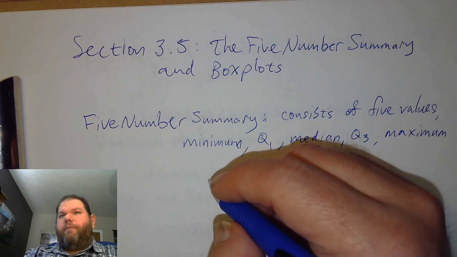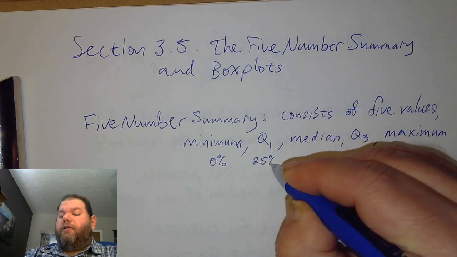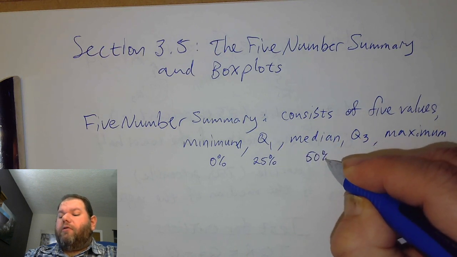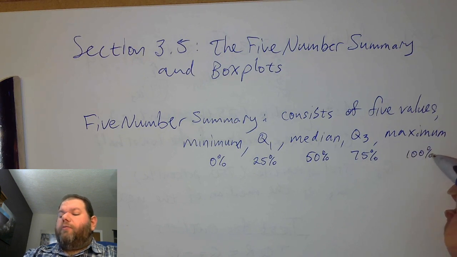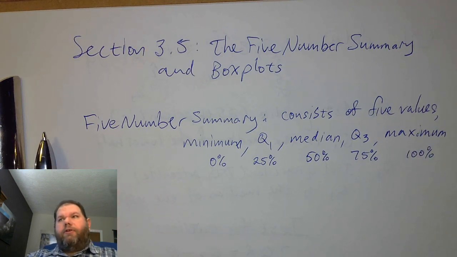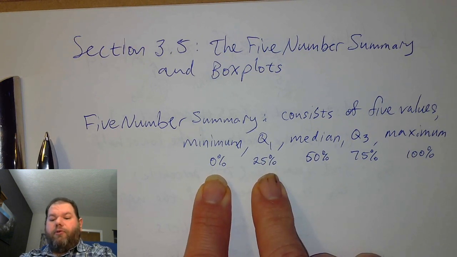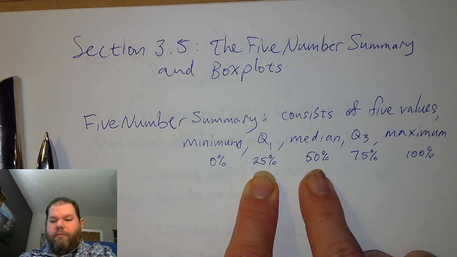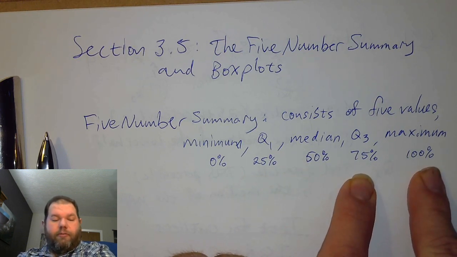Now, from a visual perspective, percentiles, these 5 values basically split the data set into 4 equal pieces. Now, basically saying, okay, there's as many values between the minimum and Q1 as there are between Q1 and the median, as there are between median and Q3, and between Q3 and the maximum.